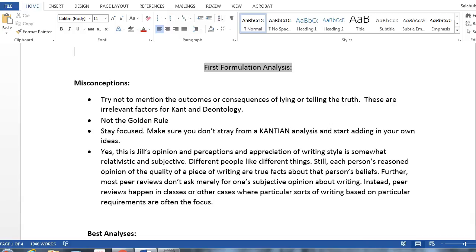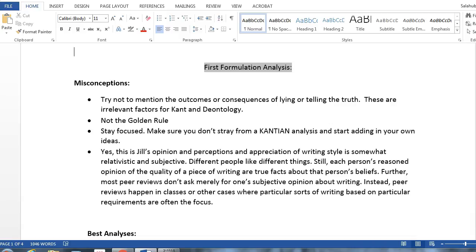So when you're doing a Kantian analysis, every time you're tempted to talk about consequences, just stop, right? They're probably relevant to you, they're probably relevant to most of us, but for Kant, they're not. And so when you're doing a Kantian analysis, you just want to avoid talking about consequences. Or you could even say, consequences won't be relevant to this analysis.